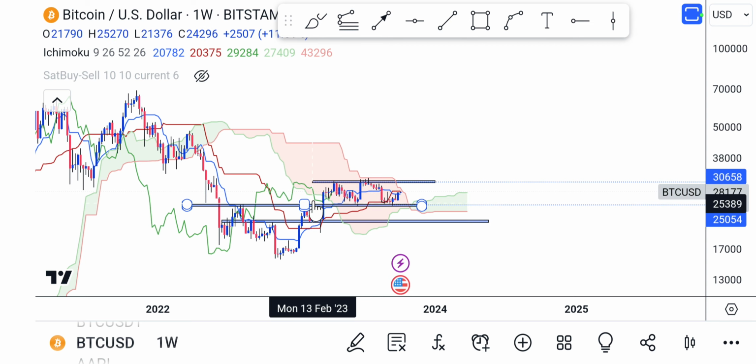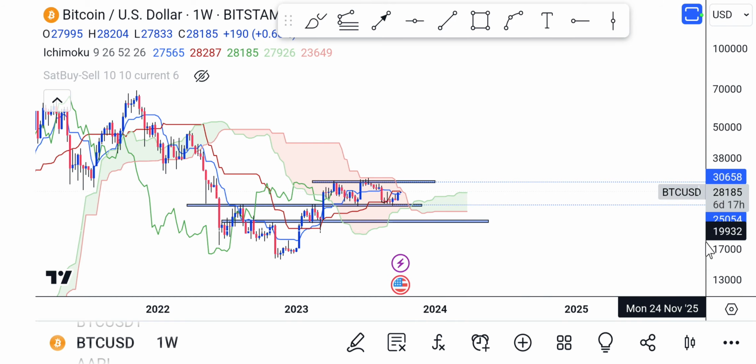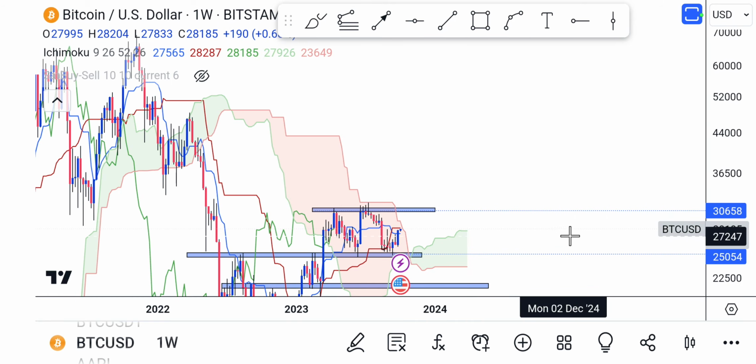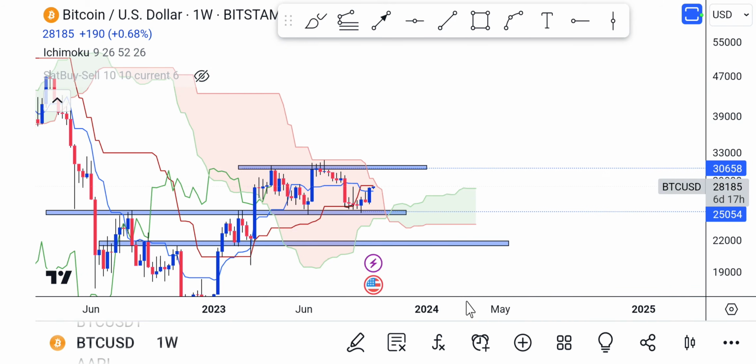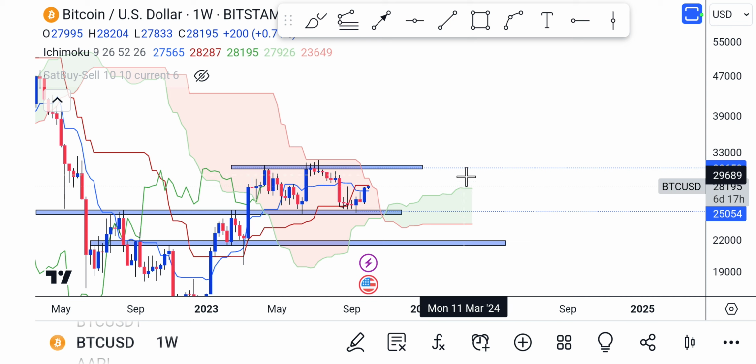Okay, so the last move here is what? The Chikou Span should be above the cloud and above the price. That's one. And we need the price here. Let me expand this so that you guys will see this clearly. We need the price to be above the cloud.